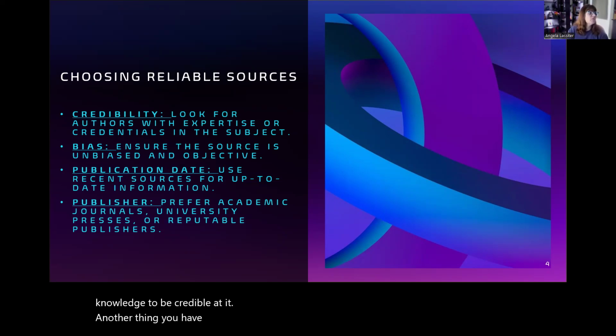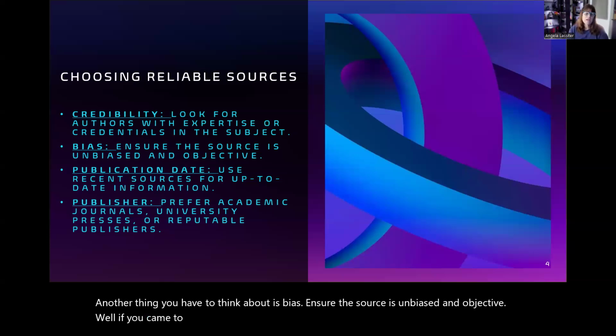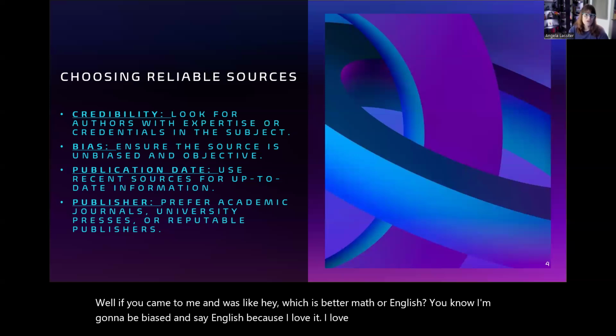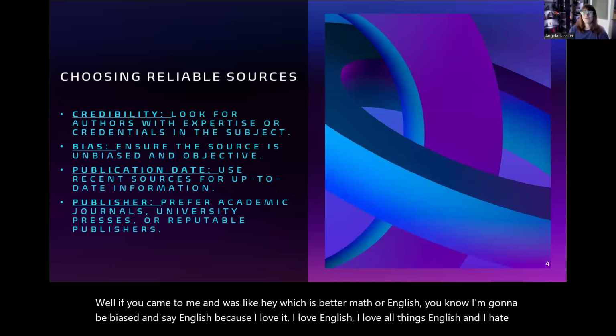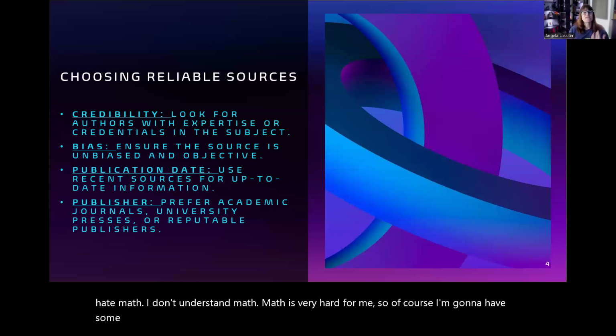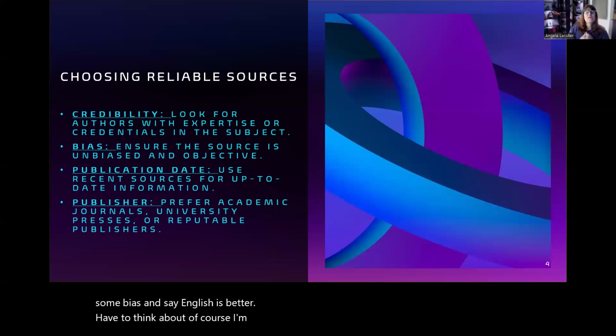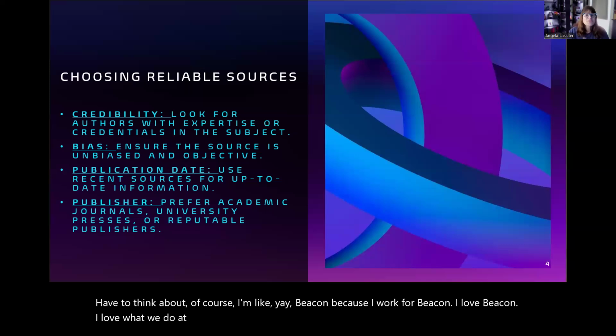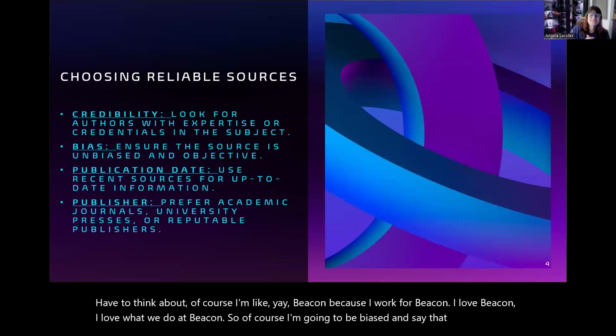Another thing you have to think about is bias. Ensure the source is unbiased and objective. If you came to me and asked, which is better, math or English? Well, you know I'm going to be biased and say English because I love all things English, and I hate math. Math is very hard for me. So, of course, I'm going to have some bias. Or I work for Beacon. I love what we do at Beacon, so of course I'm going to be biased and say that Beacon rules.